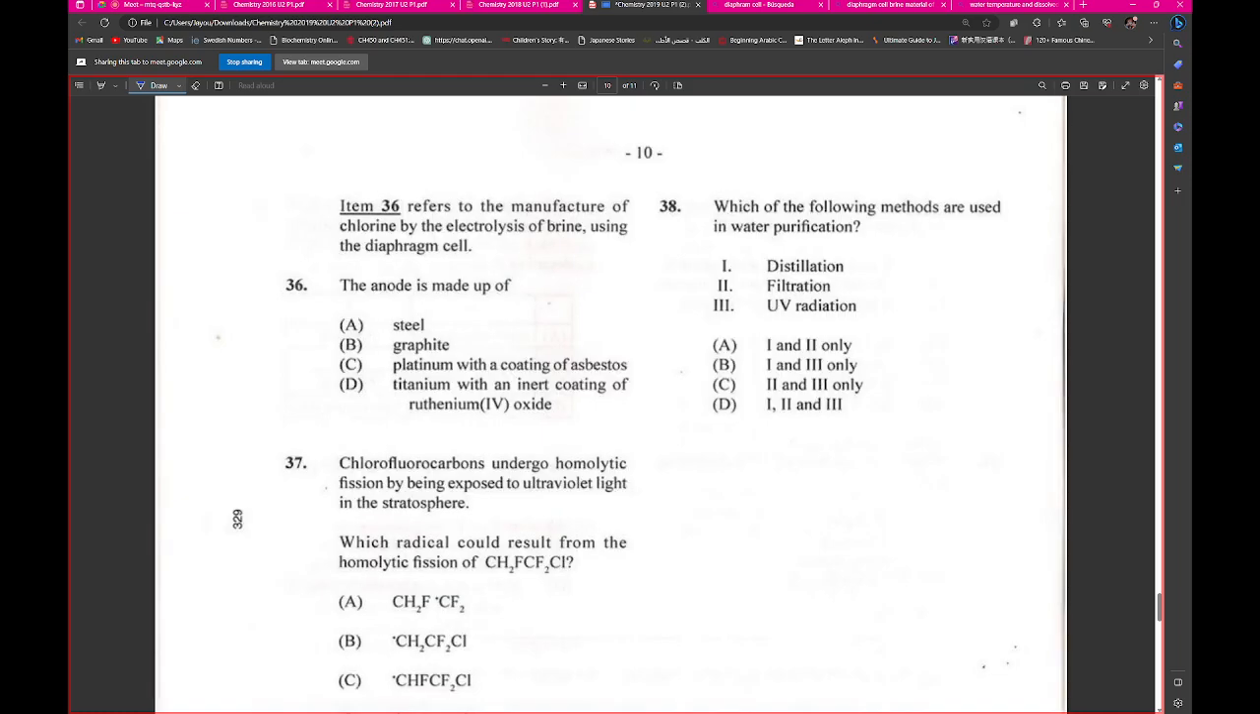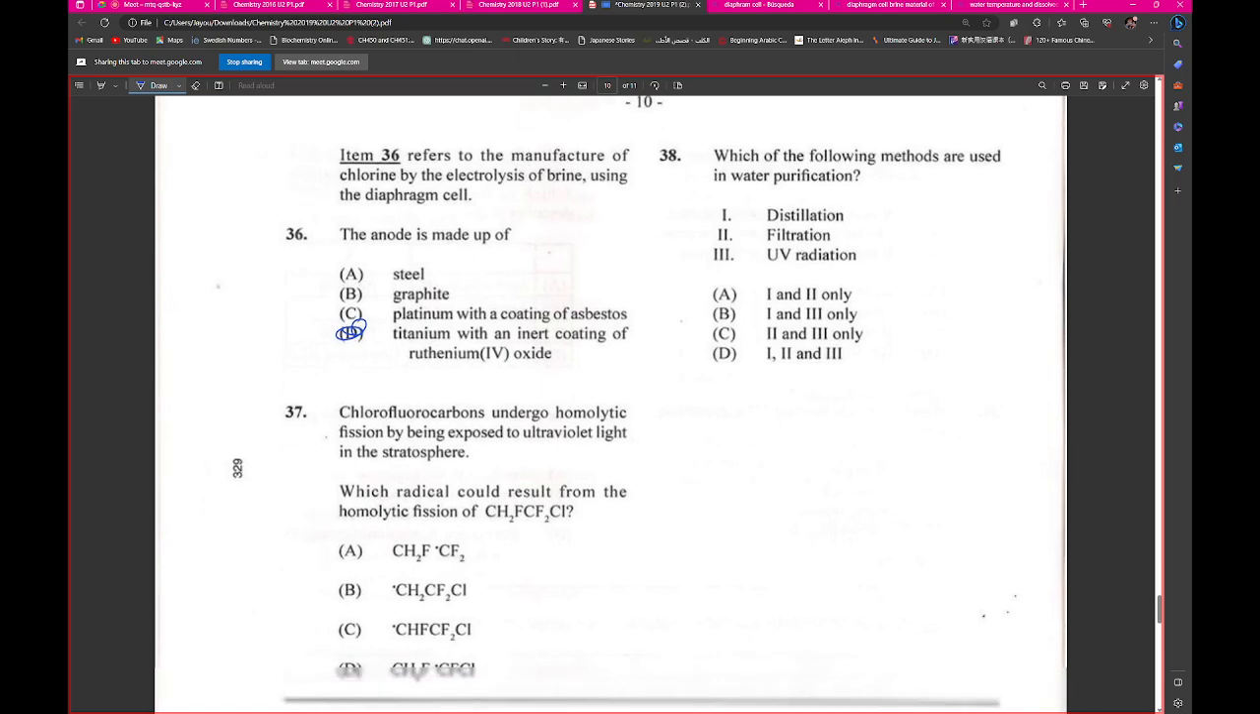So the anode is made up of titanium with an inert coating of ruthenium oxide. All right, so working off of that. Right, chlorofluorocarbons, we looked at this. We choose that as the answer. Which of the following methods are used in the purification of water? Would be all of the above.